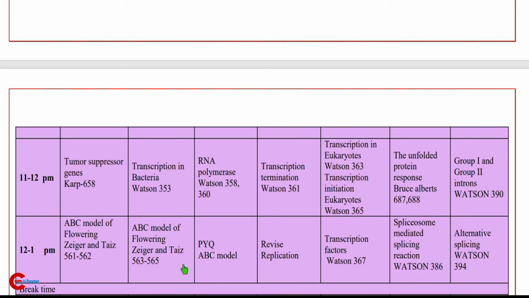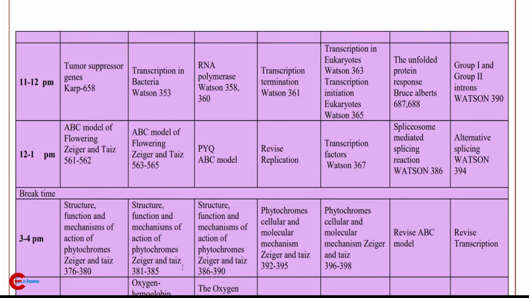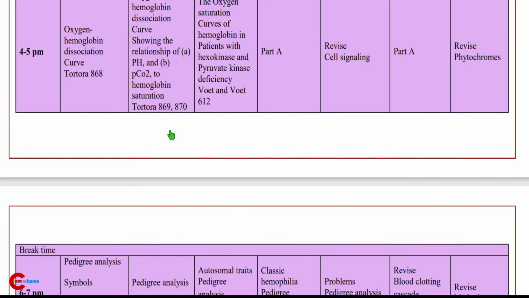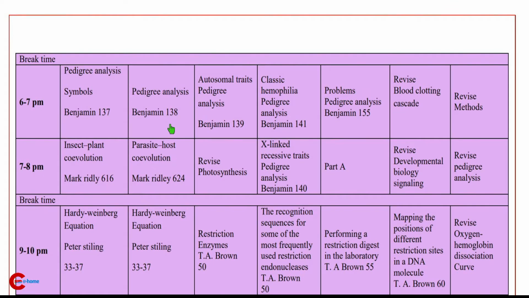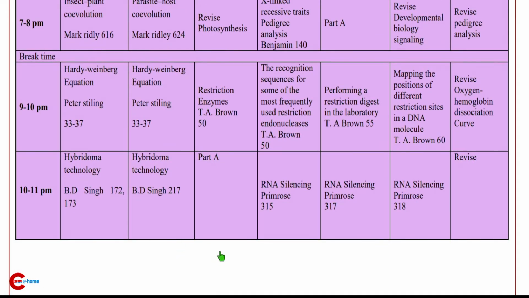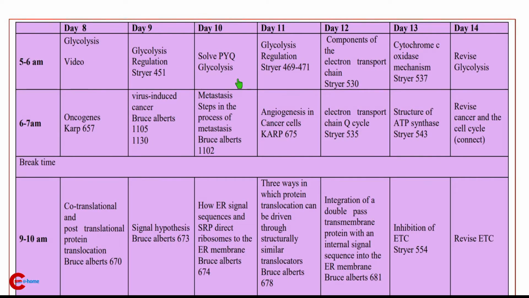Then 12 to 1 p.m., ABC model of flowering, Sengupta. Then 3 to 4 p.m., phytochromes. Then 4 to 5 p.m., oxygen hemoglobin dissociation curve, Tortora. Then 6 to 7 p.m., pedigree analysis, Benjamin. Then 7 to 8 p.m., parasite-host co-evolution. Then 9 to 10 p.m., Hardy-Weinberg equation. Then 10 to 11 p.m., hybridoma technology.